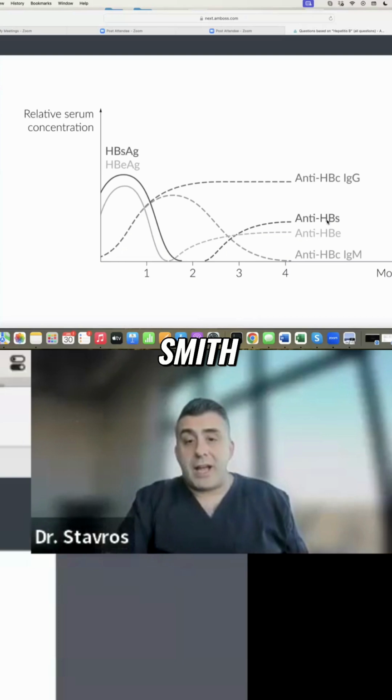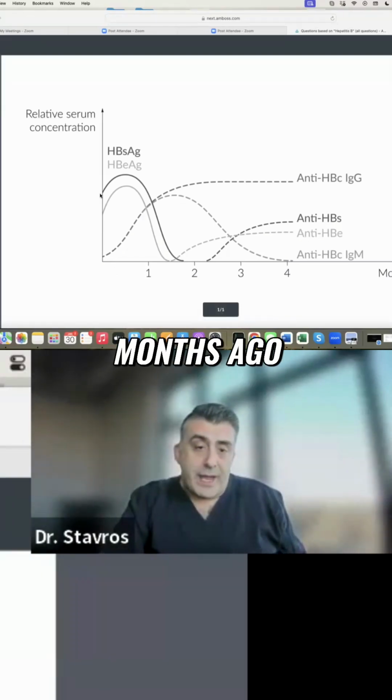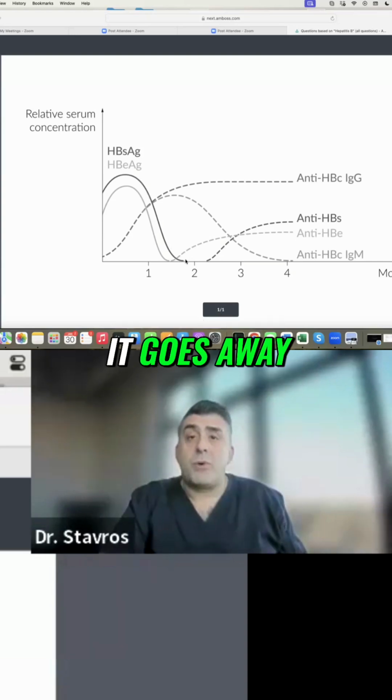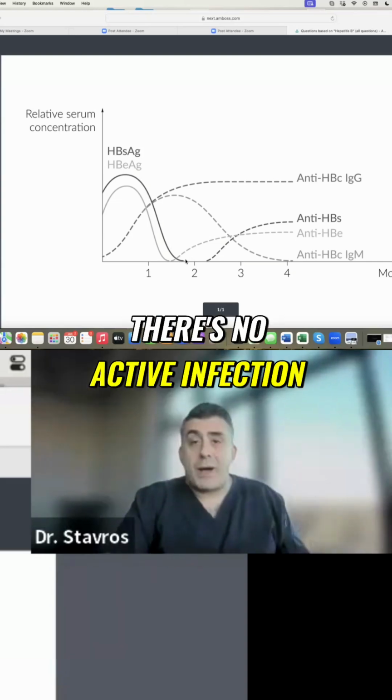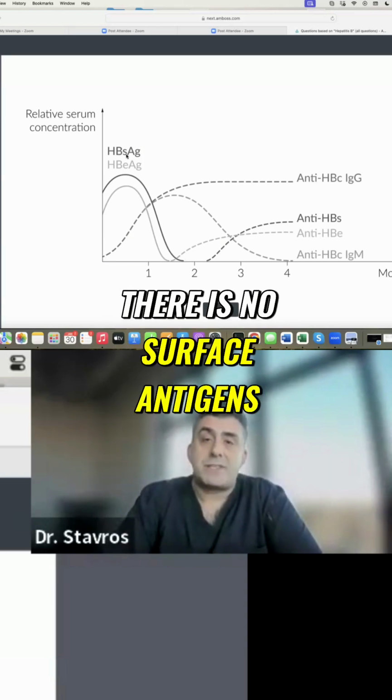Okay, but Mr. Smith, I know him for the past 4 months. I know that 4 months ago, he came in sick. And you see, around the 2-month mark, it goes away. So there's no active infection. It's no active infection whatsoever. There is no surface antigens.